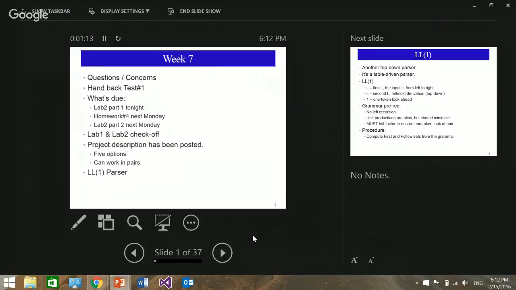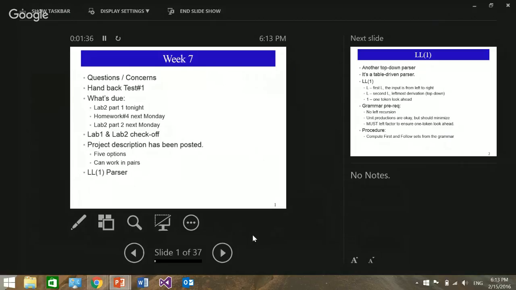Okay, I guess we'll get started. All right, week 7 already. So you got your test. Did anybody not get their test back? I think I got everybody. I didn't compute an average or anything, but I think most of you did really well. We can talk about the test a little bit before we move on to other things.